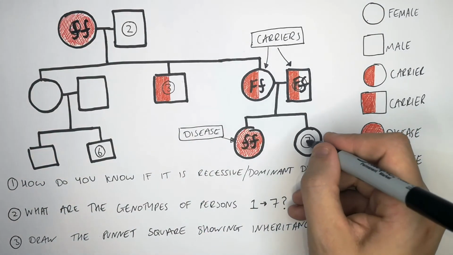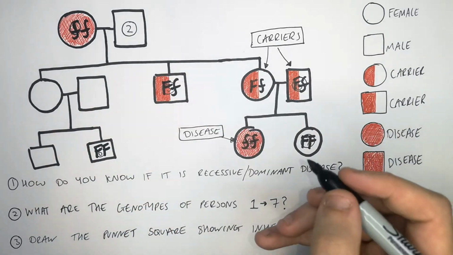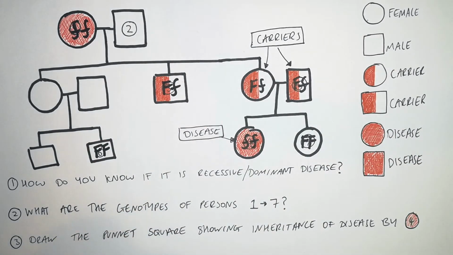So any unaffected male or female is big F, big F. Any carrier is big F, little f. And any sufferer, affected person with disease, is little f, little f.